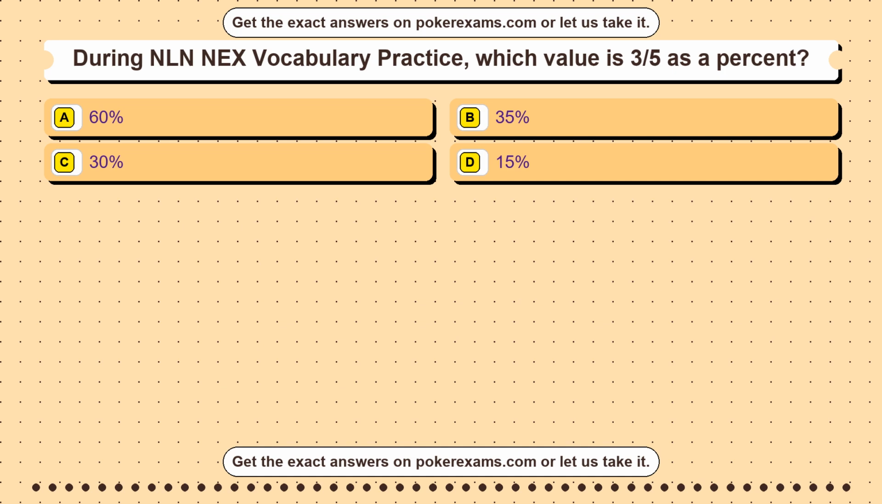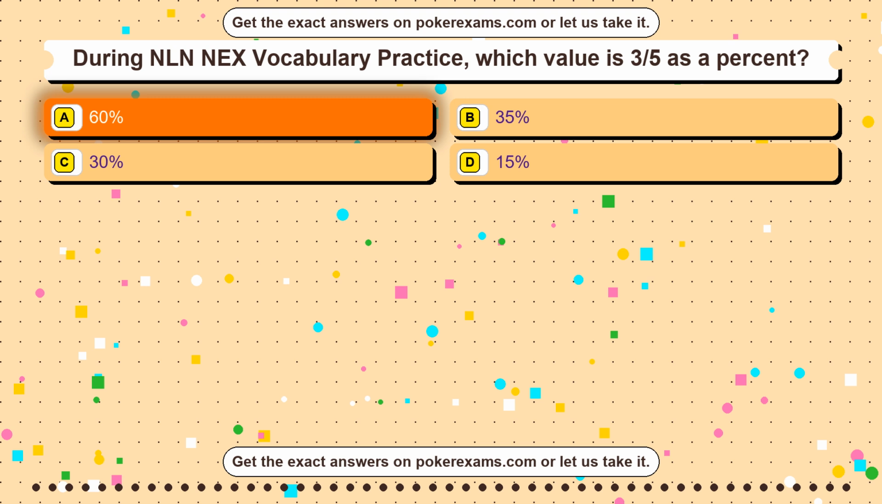Question 1. During GED test prep, which weathering process breaks rocks by freezing water? Option A, ice wedging. Option B, photosynthesis. Option C, evaporation. Option D, pollination. The correct answer is option A.